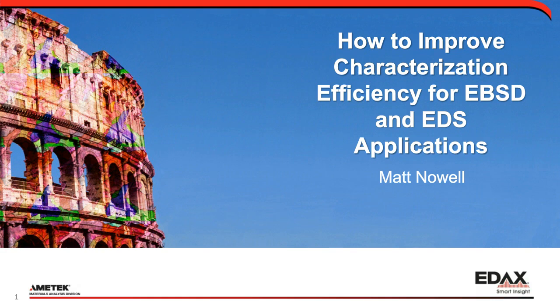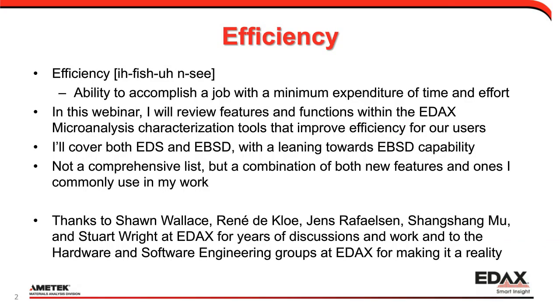Just as a quick introduction, I kind of jokingly put here efficiency as the ability to accomplish a job with minimum expenditure of time and effort. So basically what I want to present are features within our system, both hardware and software, that improve the efficiency for our users, make things faster or make things easier. I'm planning to cover both EDS and EBSD, but with my background, I'm going to lean towards EBSD capability, but I'm aiming to show a little bit of both.